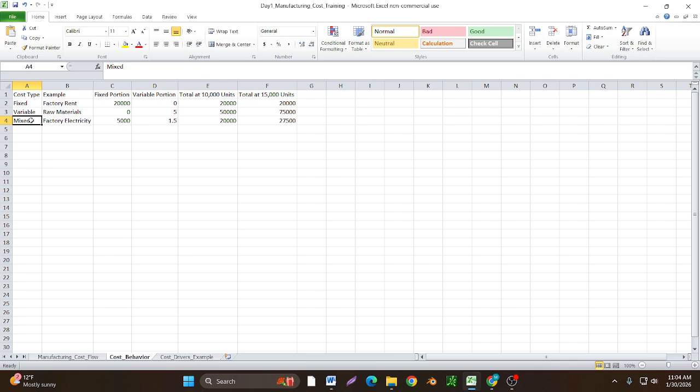You'll see columns showing the total costs of 10,000 units versus 15,000 units. Notice how the fixed costs stay the same, and variable costs increase, and mixed costs increase partially. This is why flexible budgets are so important in manufacturing. You can't just compare actual to a static budget. Some costs are expected to move as production changes.